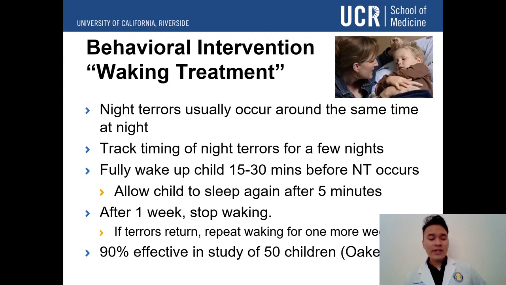Things like waking treatment. So, night terrors usually occur around the same time at night. If you track the timing of the night terrors for a few nights, and then fully awaken the child 15 to 30 minutes before the night terror occurs, and then allow them to sleep again after 5 minutes, this actually has been shown over time to help them get rid of those night terrors. You usually want to just do it for 1 week and then you stop waking. If the terrors return, you want to repeat the waking for 1 more week. And studies have found that this kind of behavioral intervention is 90% effective in a study of 50 children.